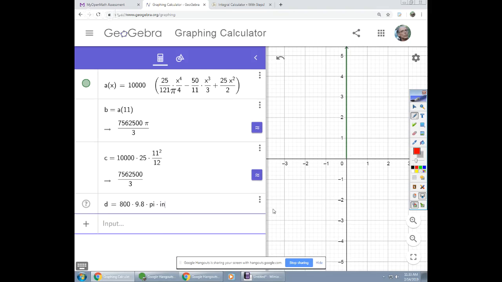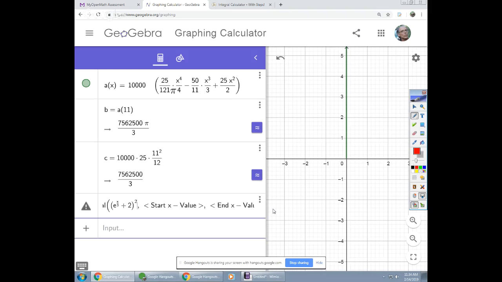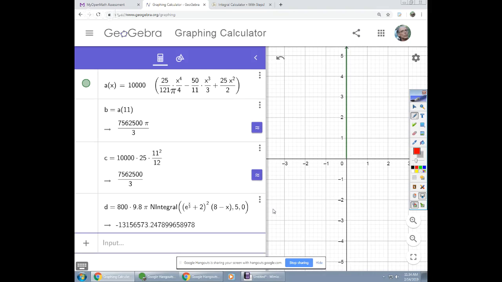Times the numerical integral. And then here's my function. So parentheses e raised to the x over 3 plus 2 squared times 8 minus x. I'm going to use x. It doesn't matter. It's a problem if you start switching variables. And I think I was going to start at 5 and end at 0. And I did it backwards. Yep. I should have gone from 0 to 5.